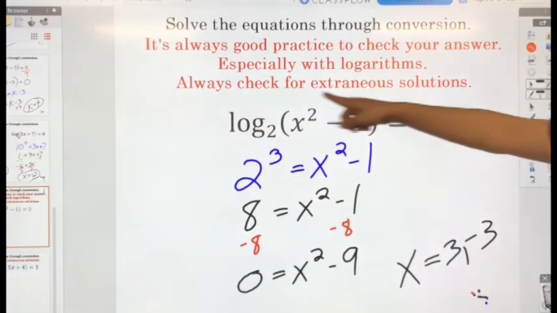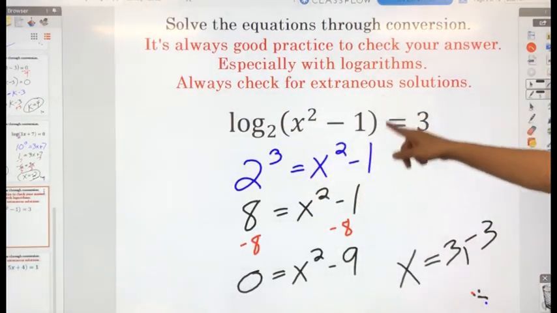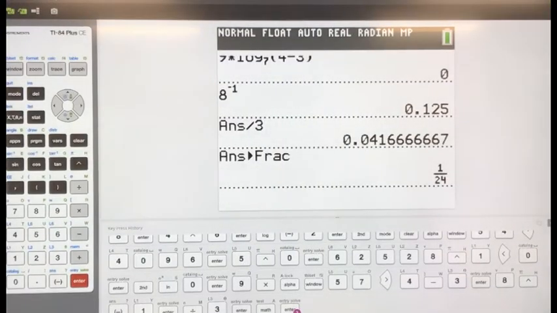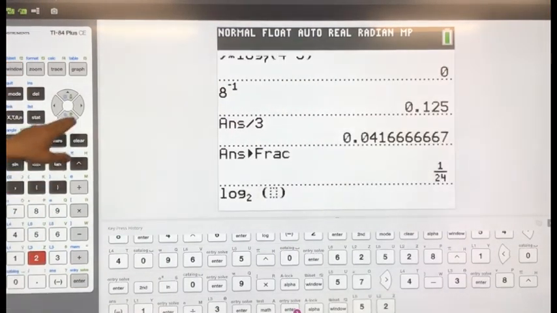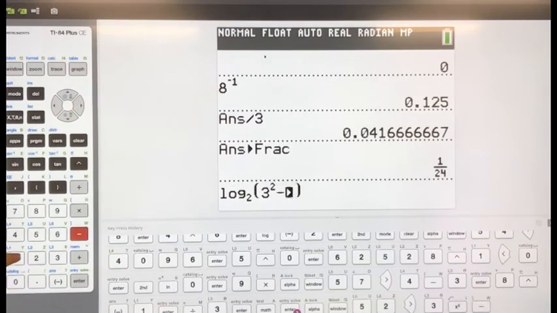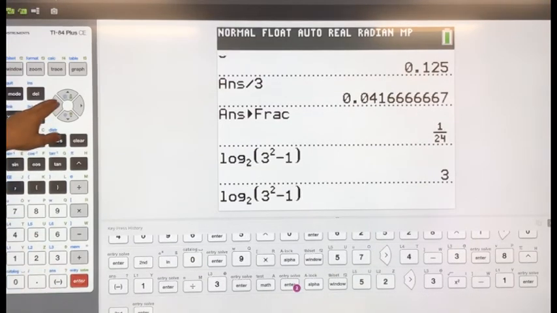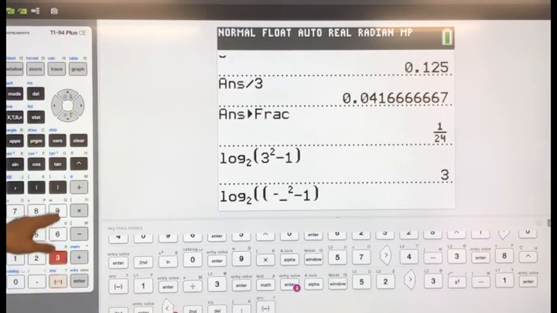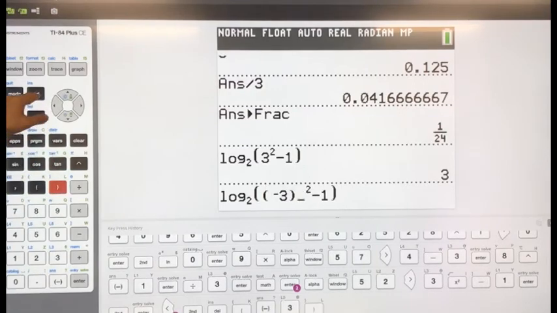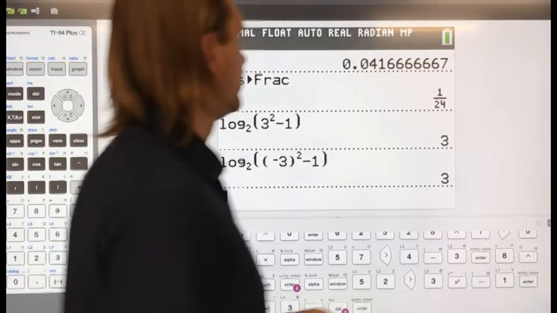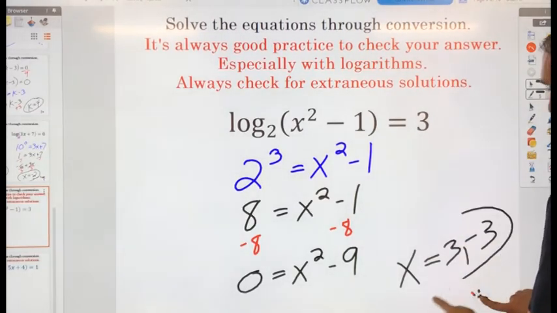Now, let's make sure 3 and -3 work out here, because I do see one of my x values is a negative. I need to be careful with that. So let me pull my calculator. Log base 2. Let's start off with 3 squared minus 1, and that equals 3. Now let's try -3. Please remember to put your negatives in parentheses when you're squaring them. And I get also 3. So both of them, 3 and -3, work out. So that is my solution.